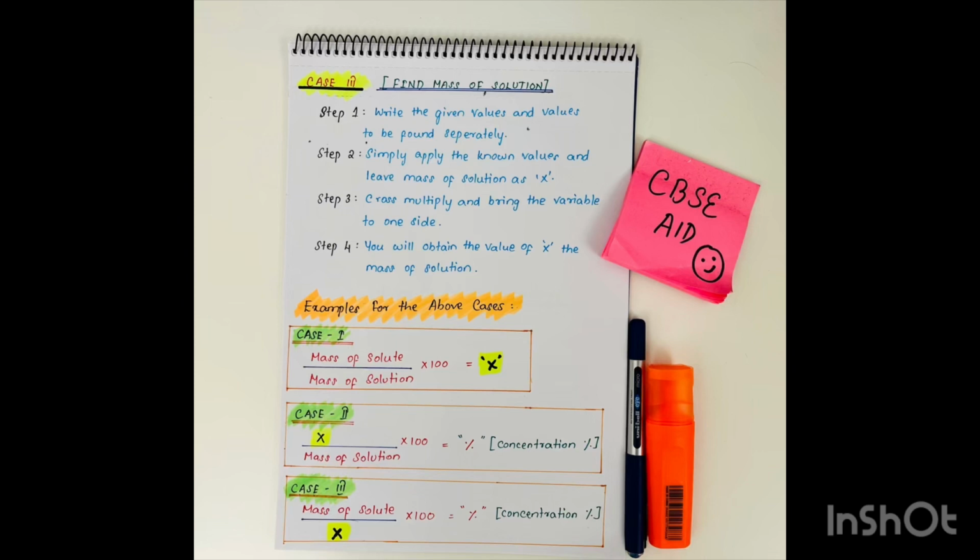Case number 2, the mass of the solution and the percentage concentration of the solution will be given, and you will be asked to find the mass of the solute. Case number 3, the mass of the solute will be given, percentage concentration of the solution will be given, and you will be asked to find the mass of the solution. So make sure to practice a few sums based on these 3 cases so you have no chances to go wrong in the examination.